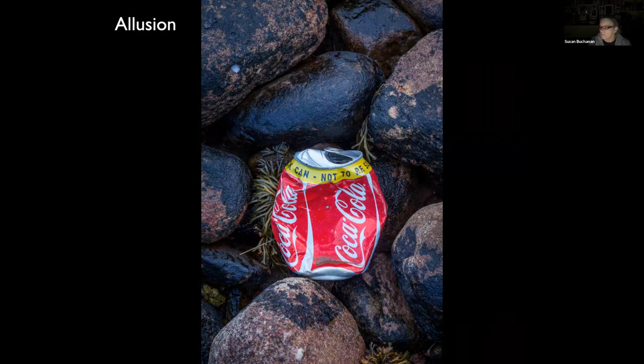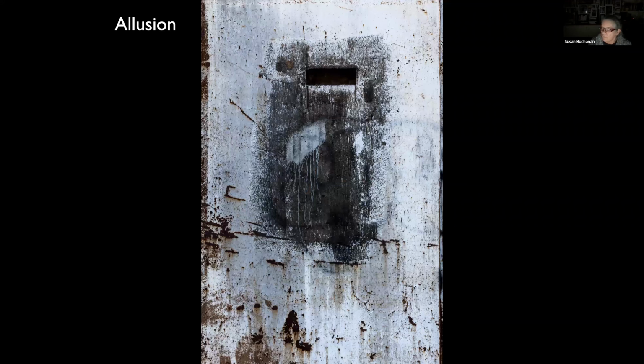Another one, washed up in the rocks. You could talk about big corporations, the rubbish that is ruining our seas, all of those things. And that is what I'm alluding to with this one. It's a little bit more esoteric, and I'll show you what I think it means for me at any rate.